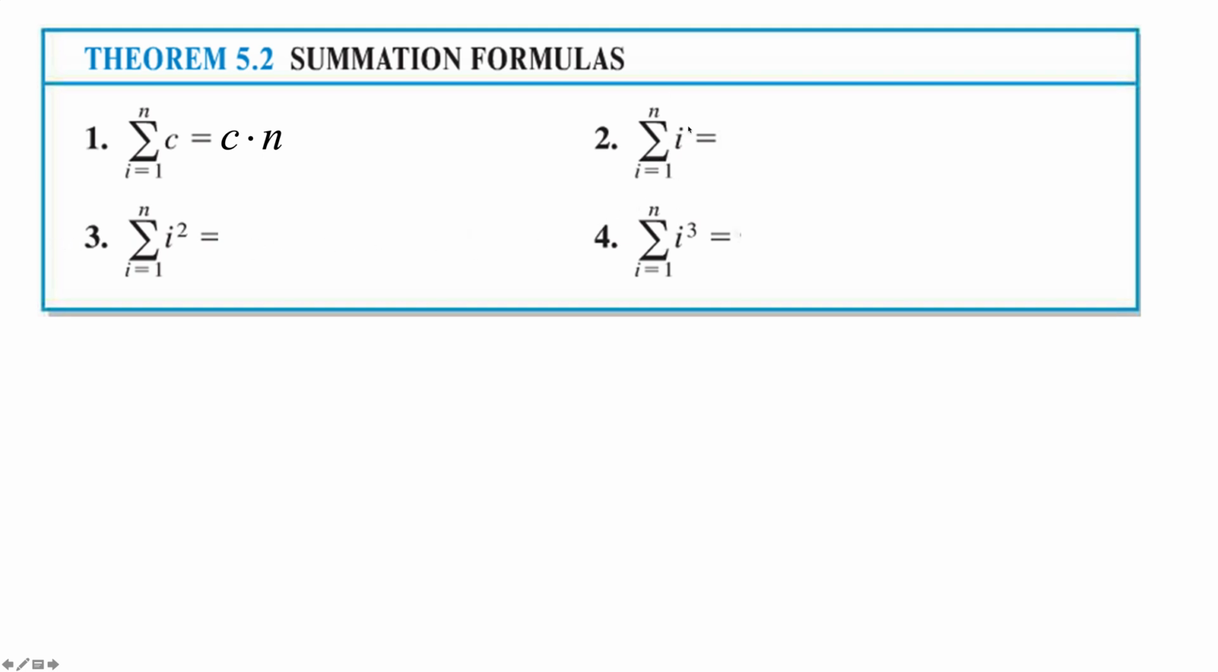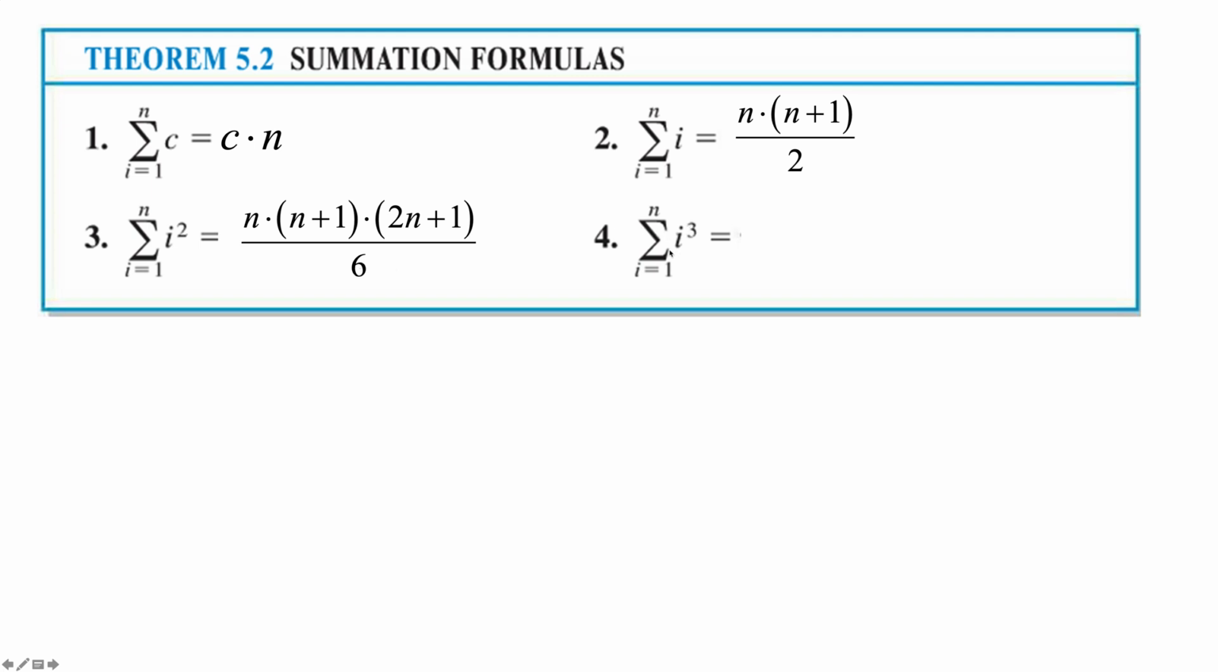If it's going to be a linear sequence, your variable is to the first power. There's the formula to add up n number of terms: n times n plus 1, all divided by 2. If I have i squared, that's n times n plus 1 times 2n plus 1, all divided by 6.